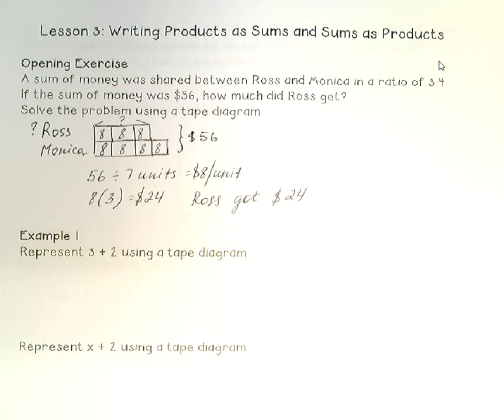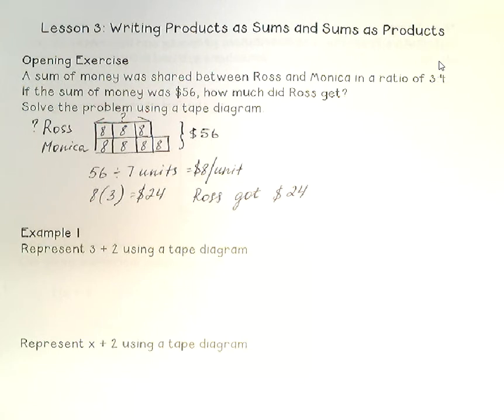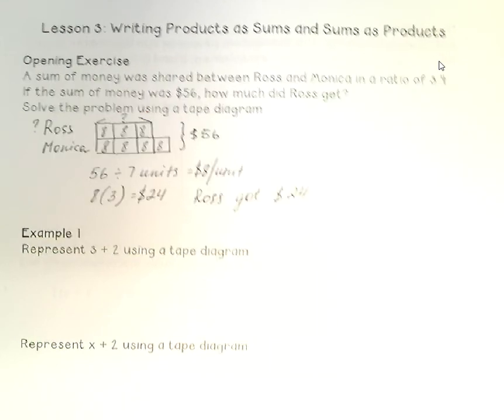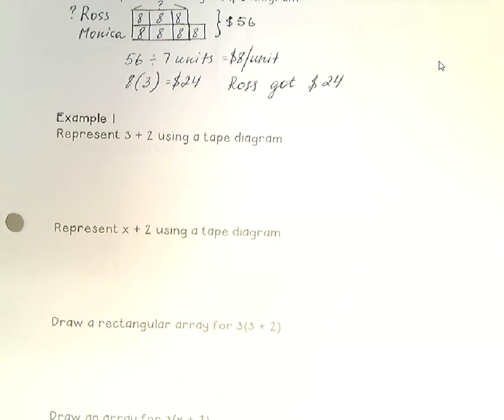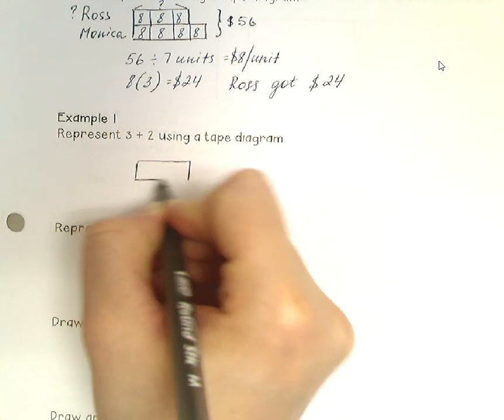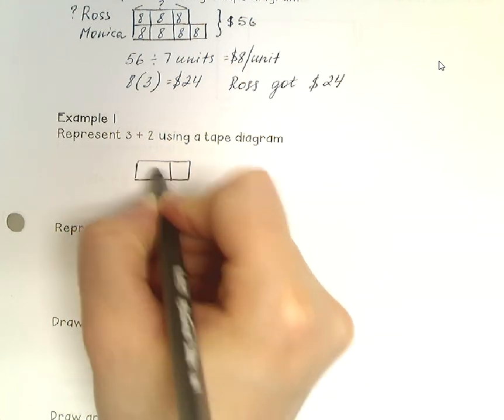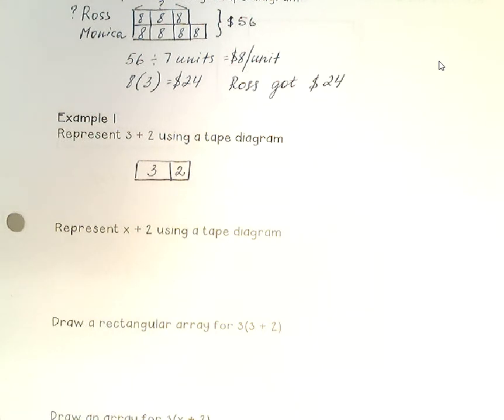Okay? So that's just one of the versions of the tape diagrams that you can have. There are many other different versions that you might be able to use by yourself in class, and please use whatever works for you. Here we have example 1. So now we are diving into our lesson. Represent 3 plus 2 using a tape diagram. So here we have a tape diagram, and here I have 3 and 2. That's how I represent 3 plus 2.